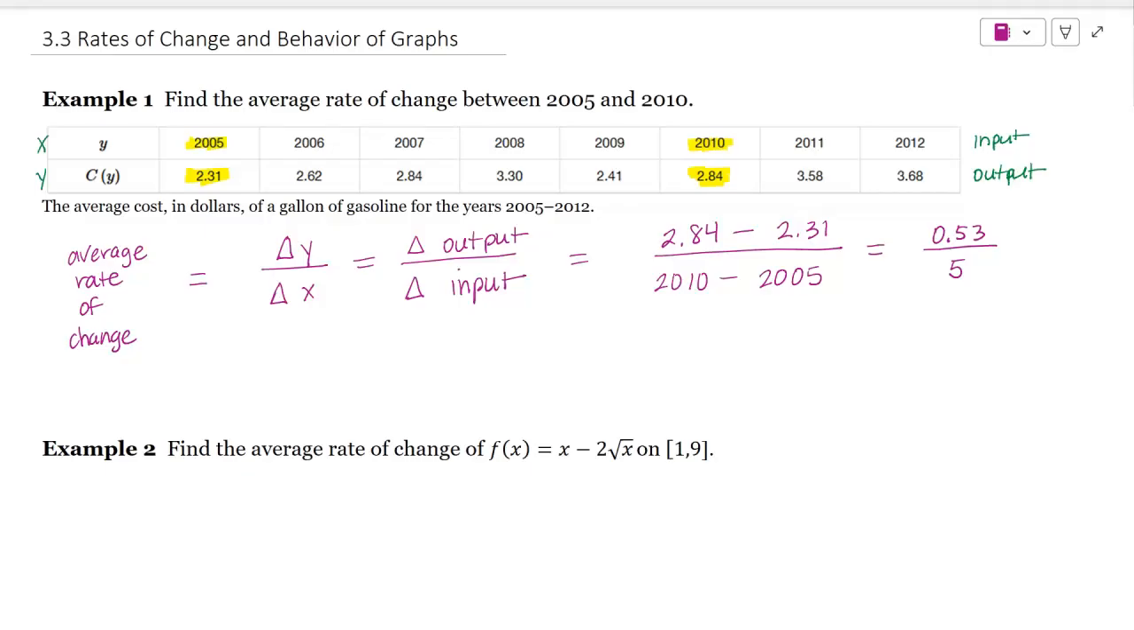And let's divide that. So we're getting 0.106. This is listed in dollars, right? That's 10 cents, or rounding to 11 cents per year. For each year, it's about 11 cents if we round up.